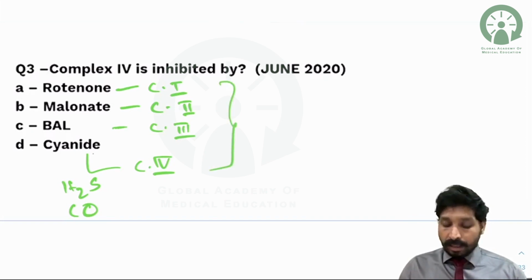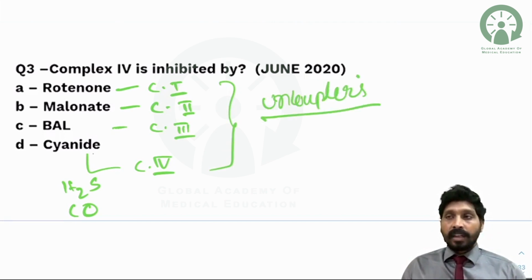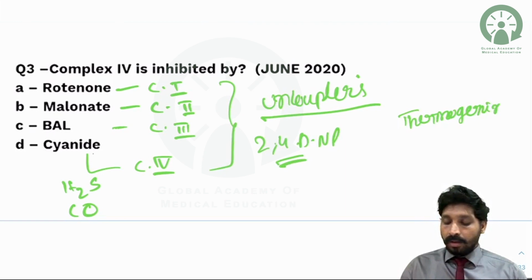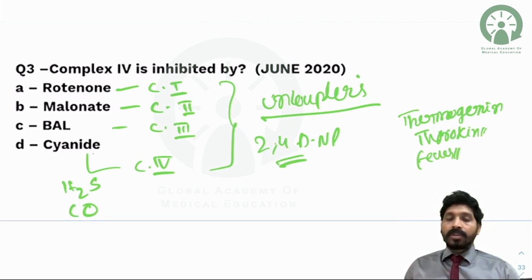Again, sometimes they will ask questions regarding uncouplers. So there are biological, or physiological, uncouplers and chemical uncouplers. 2,4-dinitrophenol is a chemical uncoupler. Biological uncouplers are thermogenin, thyroxine, and fever, which are the physiological uncouplers.